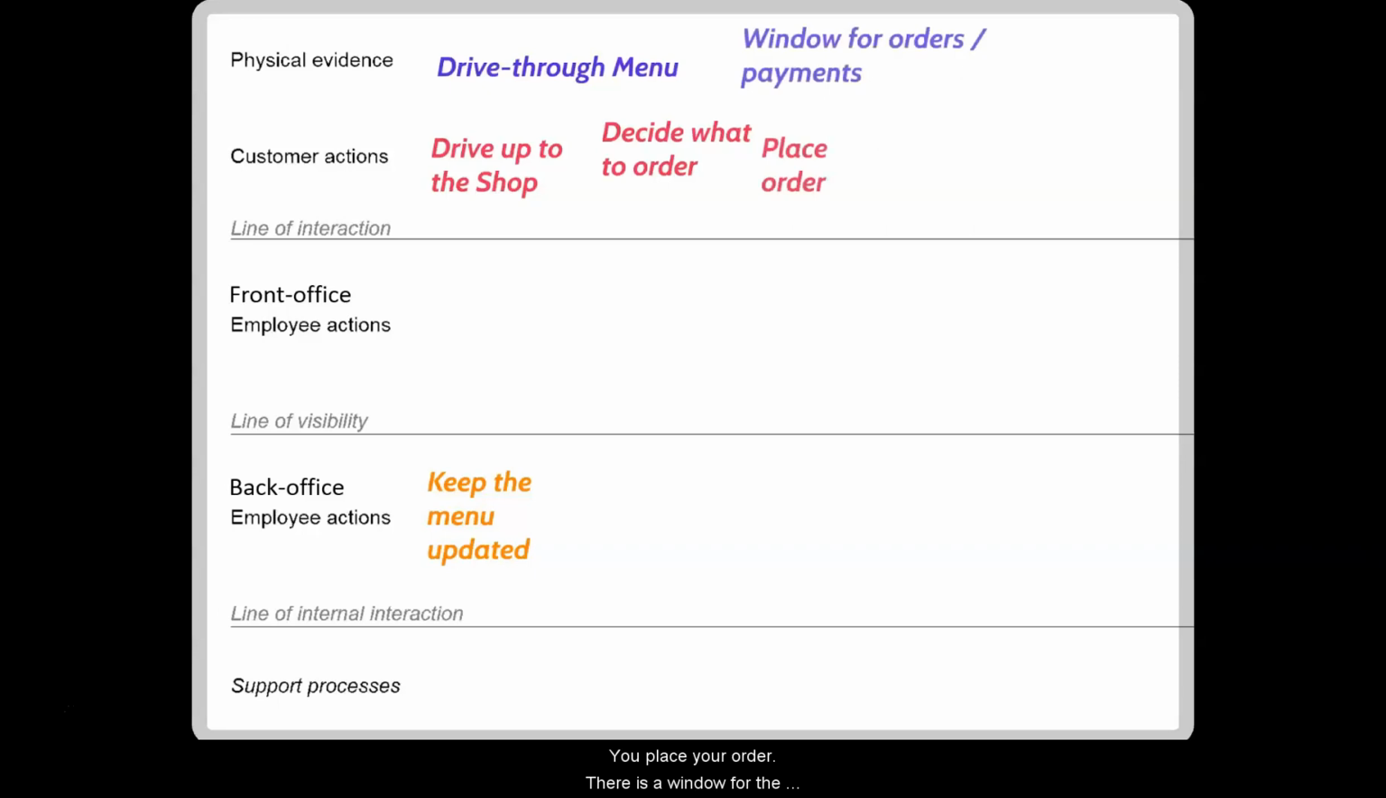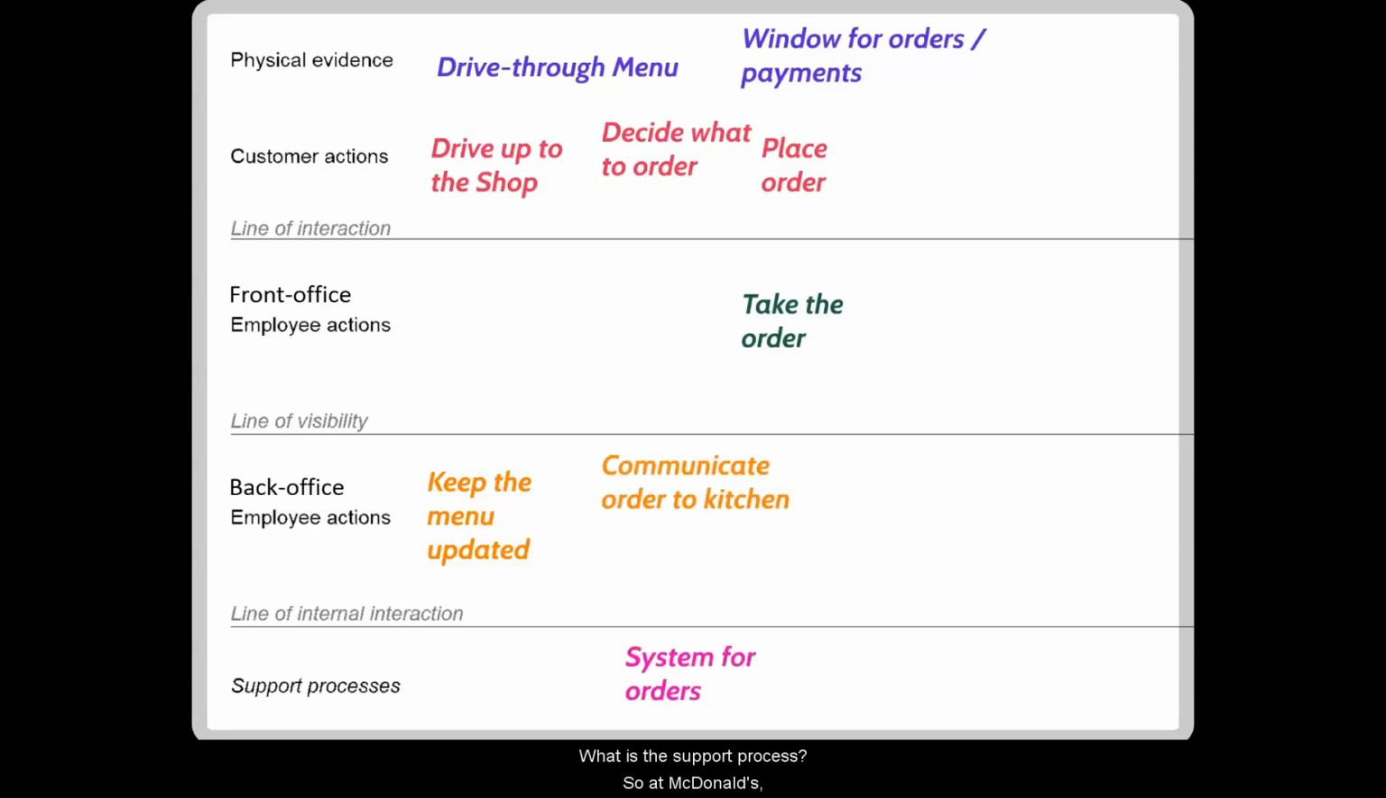You place your order. There is a window for the orders and a payment, a card machine, for example. They take your order as the front office employee at the window. They communicate to the kitchen, which is the support process. So at McDonald's, KFC, and so forth, they have two systems. The one front office employee inputs the order and it gets communicated to the back office computer screen.